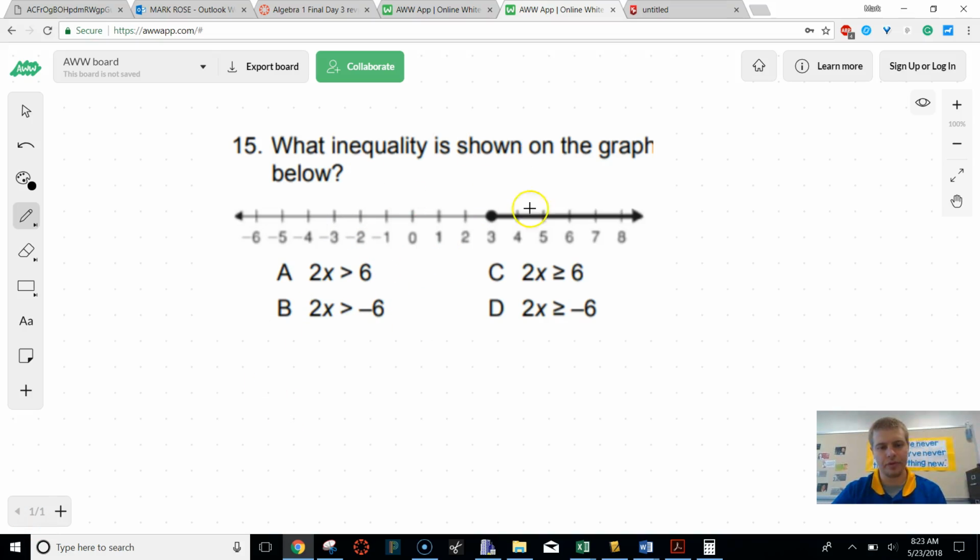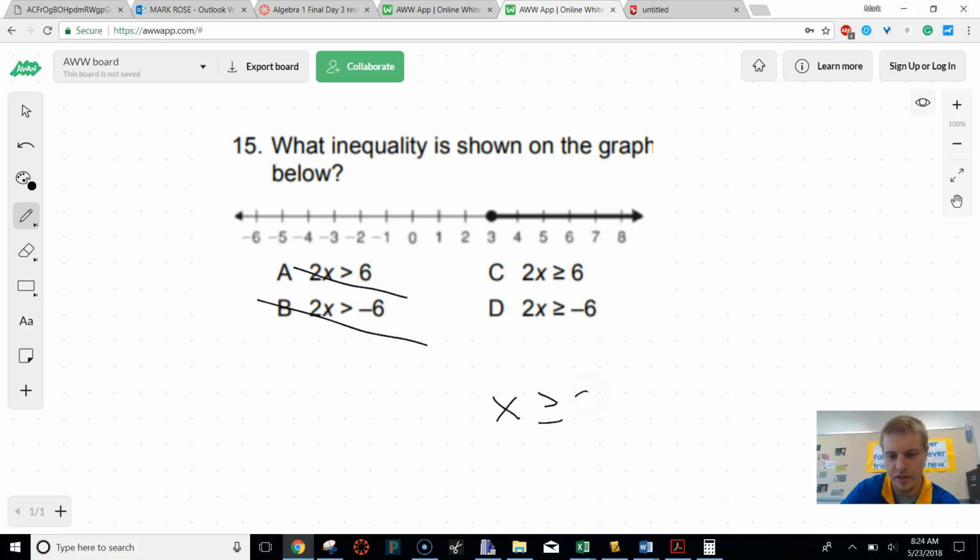Okay, so they want to know which inequality best represents this graph. First off, I know that A or B can't be right because this is a closed dot and that would be an open dot. So it has to be C or D. So let's solve C and let's solve D.